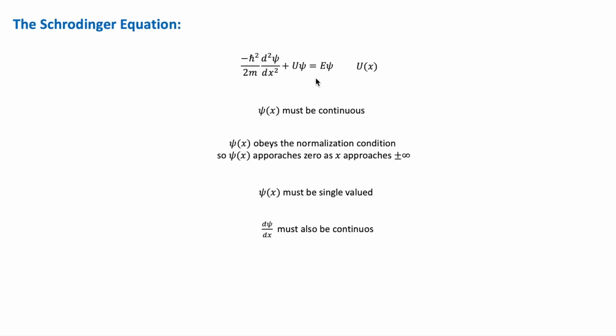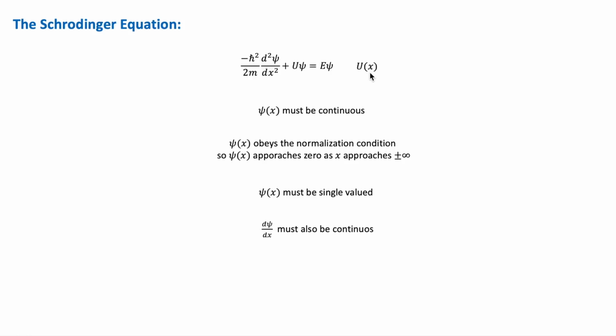And so this equation shows that the total energy is a constant and is equal to the kinetic energy plus the potential energy. So if one knows the potential energy U(x) for the system, one can find the wave functions and the corresponding energies of the allowed states of the system, right?